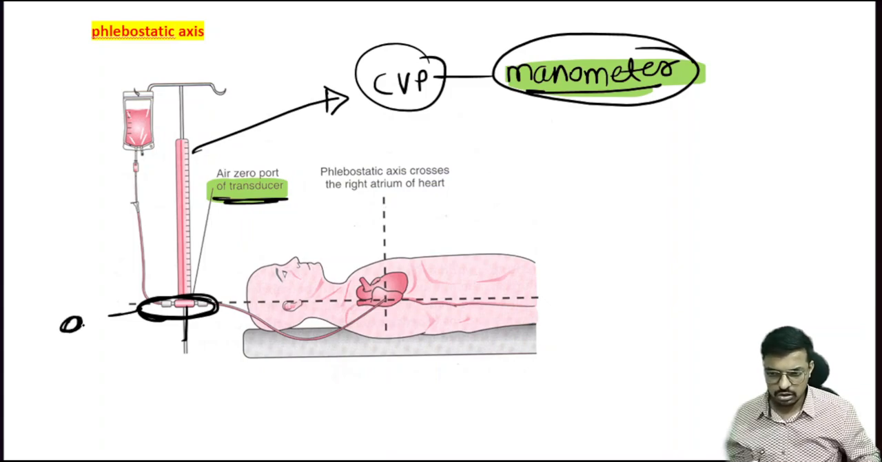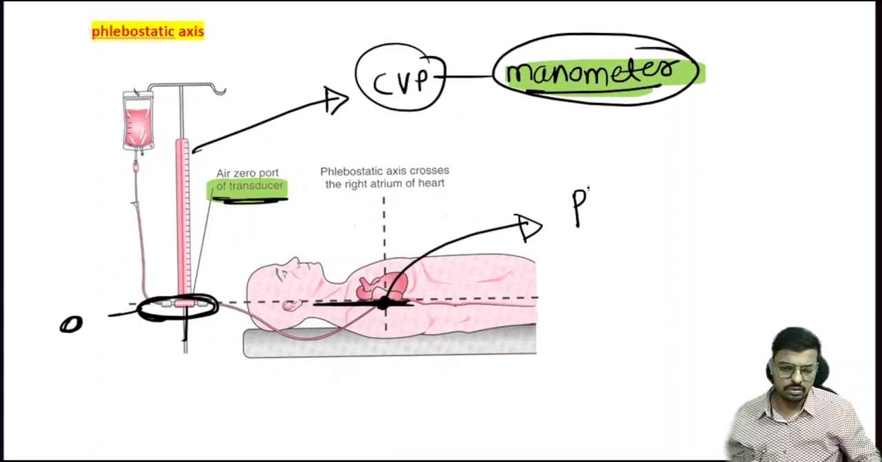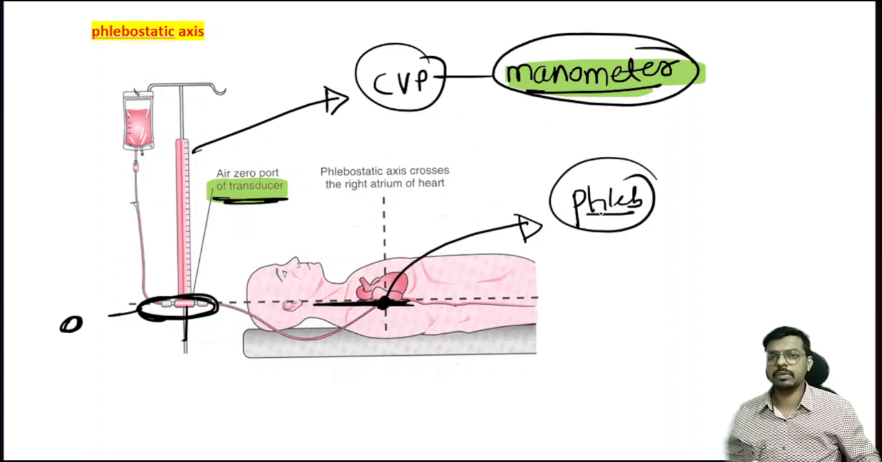So this zero point, or we can say the transducer, should be at the level of our superior vena cava and right atrium. Vena means veins, right? Veins means we can say phleb, like phlebitis, thrombophlebitis. Phleb means the vein here. So it is at the level of the superior vena cava.